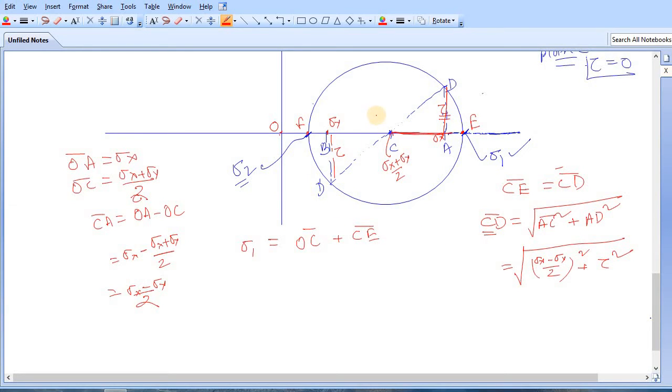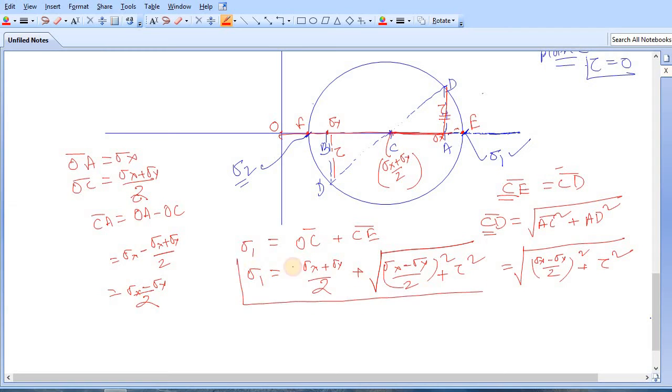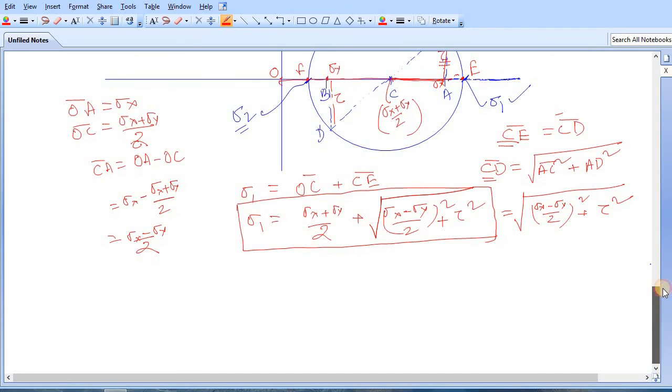So CD is your CE. Now sigma 1 comes as OC plus CE. OC is sigma x plus sigma y by 2, plus CE or CD, which is the square root of (sigma x minus sigma y by 2) whole square plus tau square. So you have got your first principal stress, or maximum principal stress.